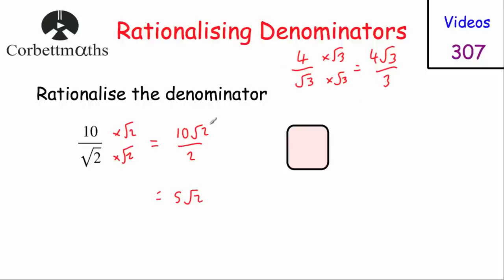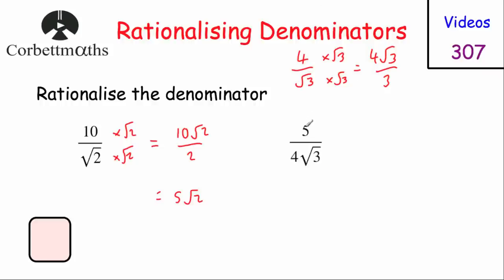So if you're asked to rationalize the denominator where you've just got a surd on the denominator, you can just multiply both the numerator and denominator by that surd. Let's have a look at another one. Okay, our next fraction is 5 over 4 root 3. Now on this one, it's a little bit different because it's not just root 3 on the denominator, we've got 4 root 3. Now we've got a choice here. We could multiply both the numerator and the denominator by 4 root 3 if you wanted to. I personally just multiply by the surd part. I'm just going to multiply both the numerator and the denominator by root 3 and let's see what we get.